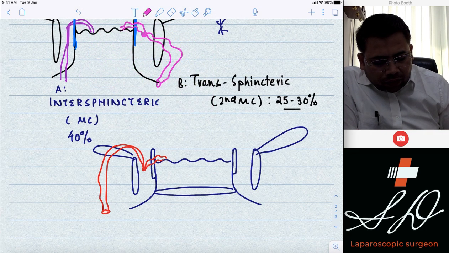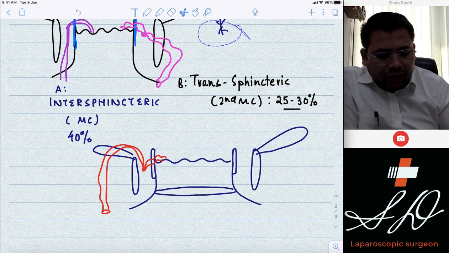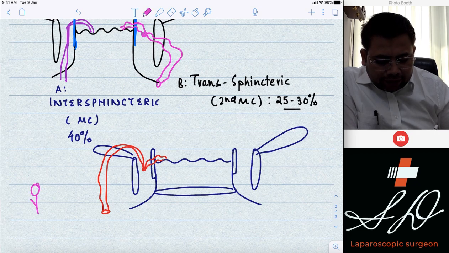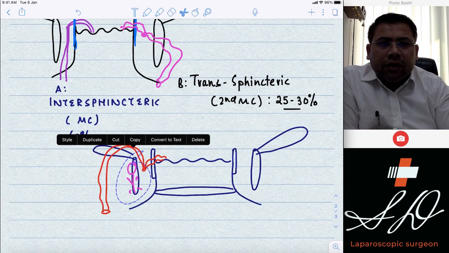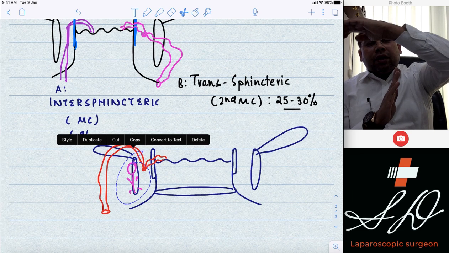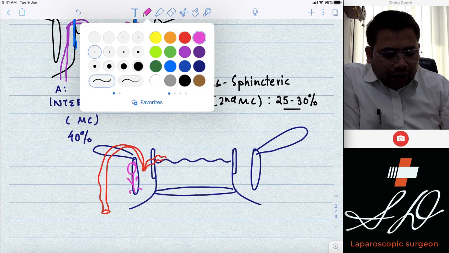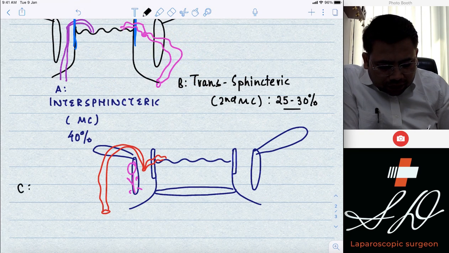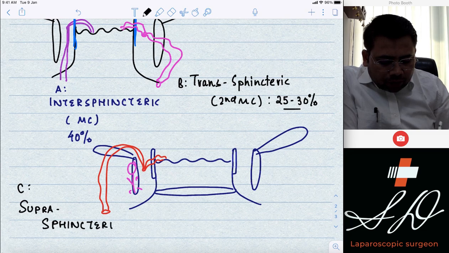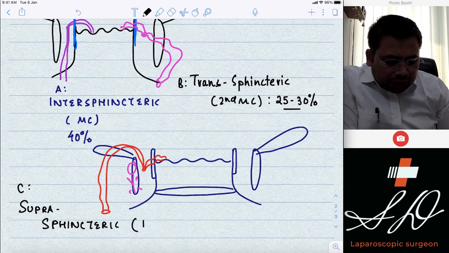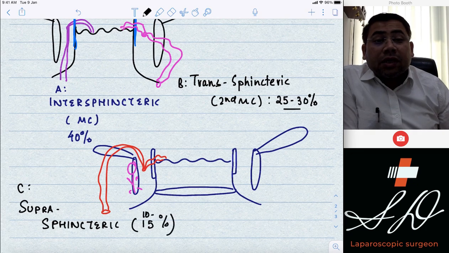Now what is this? Try to understand. You have to stand where? You have to stand, yes, at the level of the external sphincter, and then see. So you place yourself here, and now what do you see? You see that the tract is superior to yourself. Yes, and that is why this variety, this is C, is known as suprasphincteric. Suprasphincteric fistula. And 10 to 15% of the fistulas are suprasphincteric.